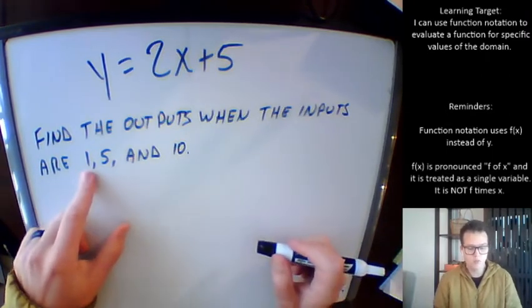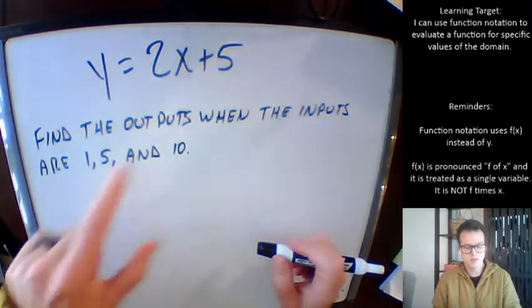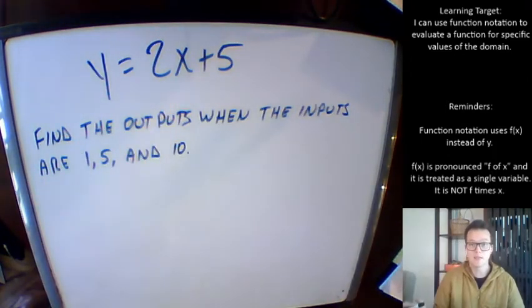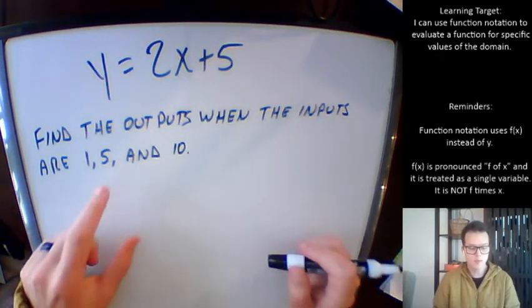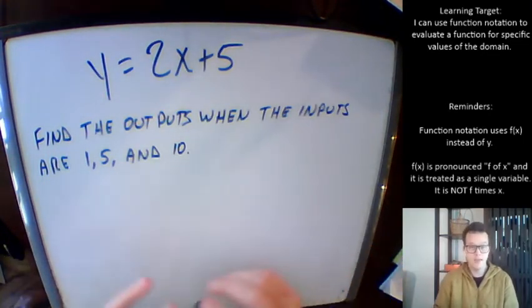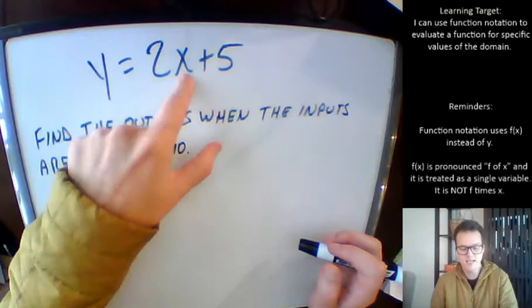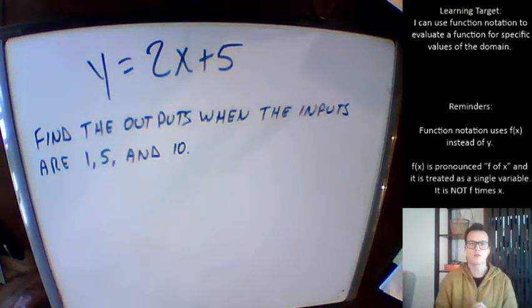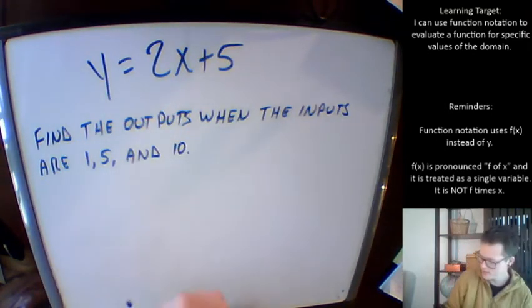So we're going to plug this 1 in for x, or substitute this 1 in for x, and that'll give us that particular output. And then, whole new problem, substitute the 5 in for x. Find out the output. And then, whole new problem, plug in the 10 for x and solve. And so we're going to get 3 different solutions. So let's see how this looks.